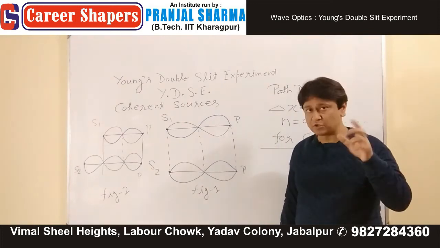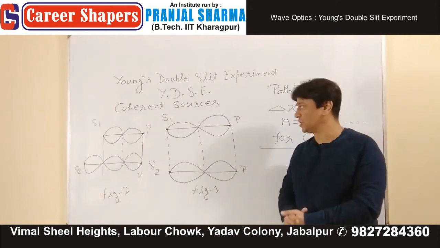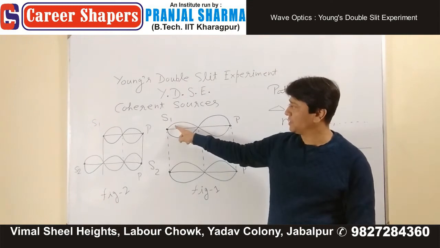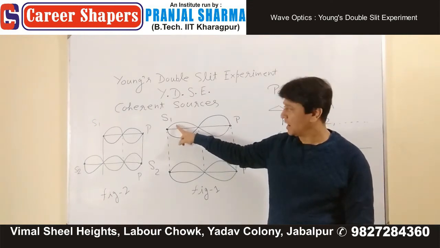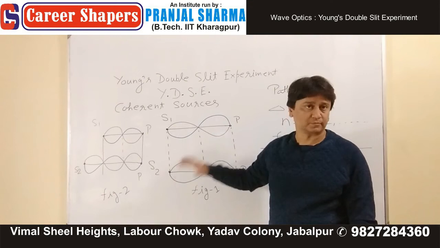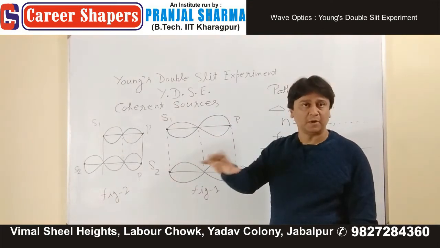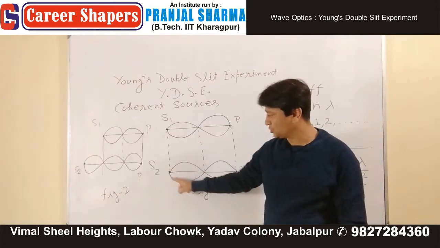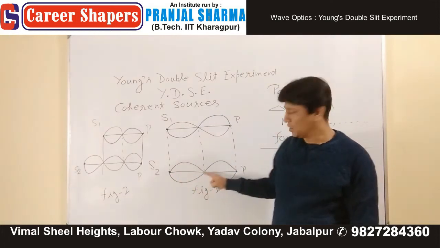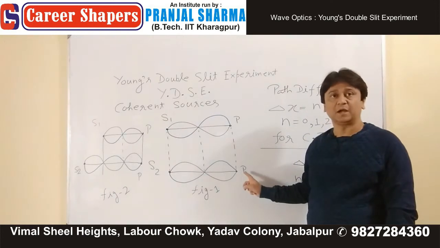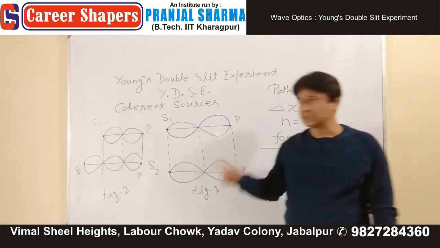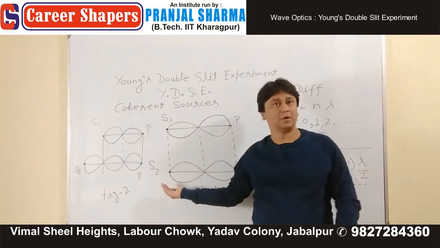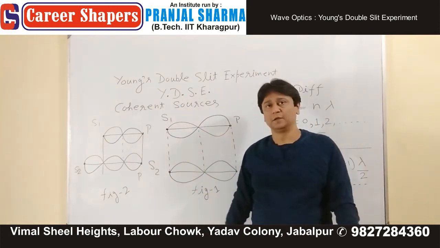Now try to understand this fixed phase difference with each other. Suppose we decide that S1 will be sending black and S2 sends blue. We have made a setup in which S1 always sends black and S2 sends blue. Then what do you get at P? Dark. What is the phase difference between black and blue? Up and down, pi, 180.